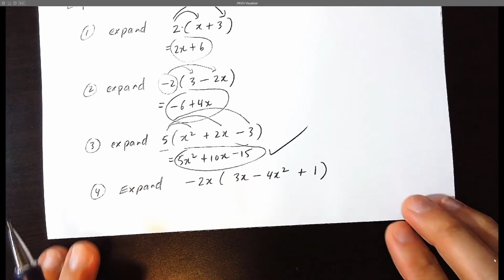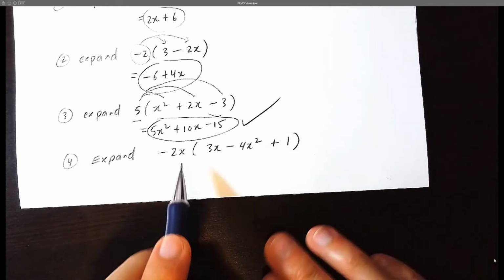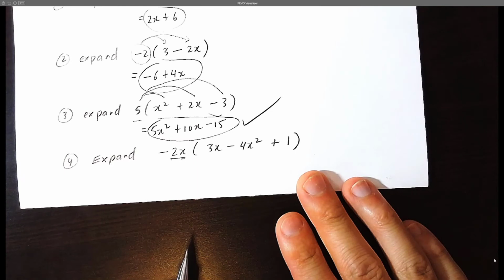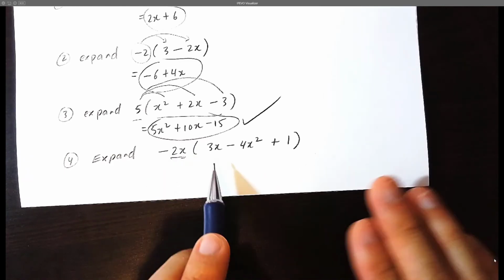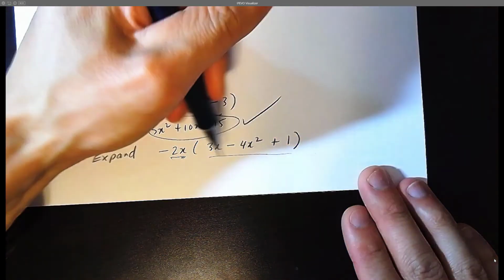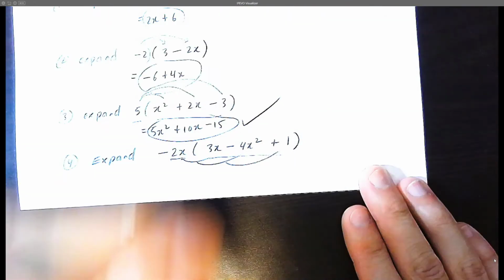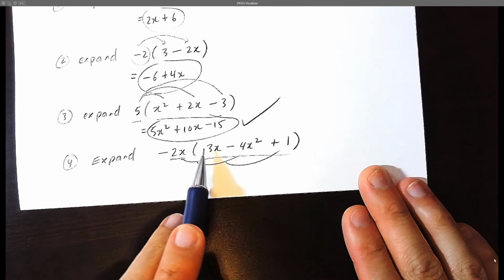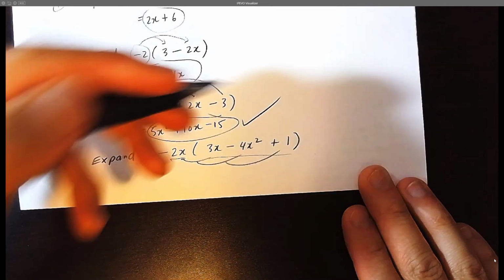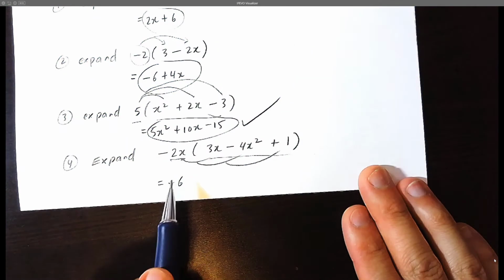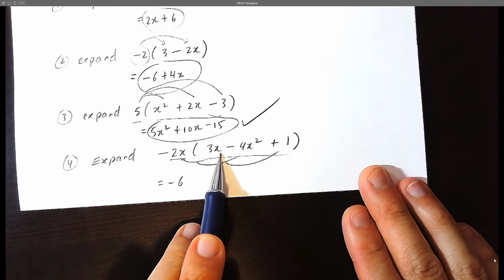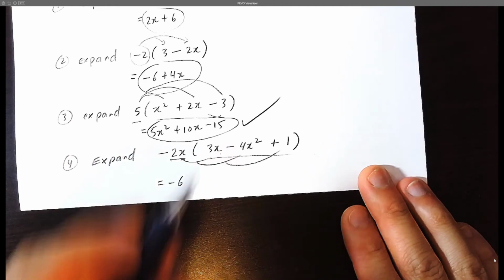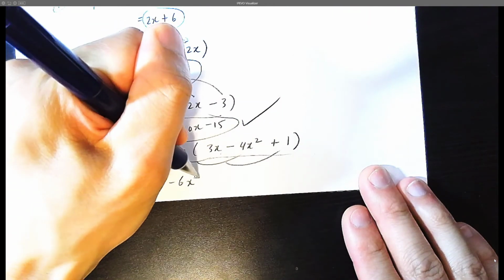And now for the last one. Now we have an x here. Be careful. Negative 2x is the term, and we're multiplying this monomial by a trinomial. Let's feed the dog, the cat, and the bird. Negative 2x times 3x. First, focus on the coefficients. Negative 2 times 3 is negative 6. Now, what's x times x? This is where we need to refresh our exponents. x to the 1 times x to the 1. You add the exponents, it becomes x squared.